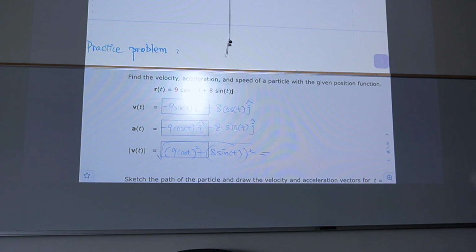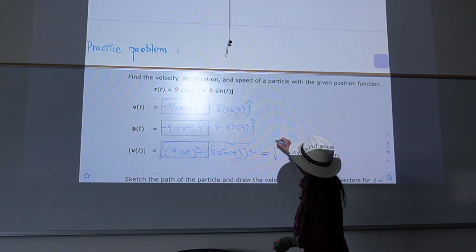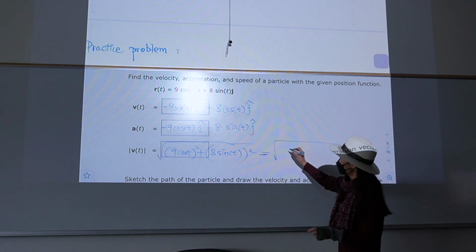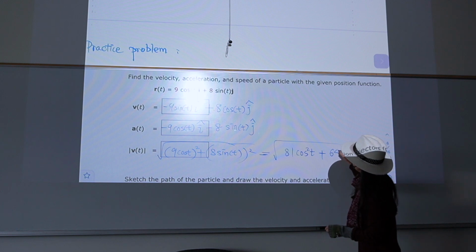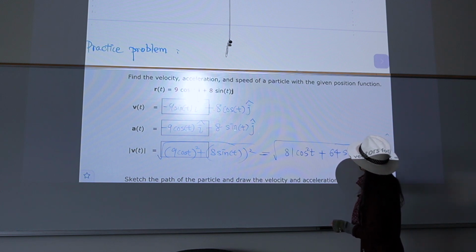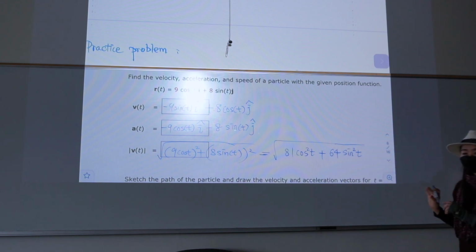In reverse side, this one here is 81 cosine squared t plus 64 sine squared t. That's it. Then we cannot simplify this any further, so we just leave the answer like this.